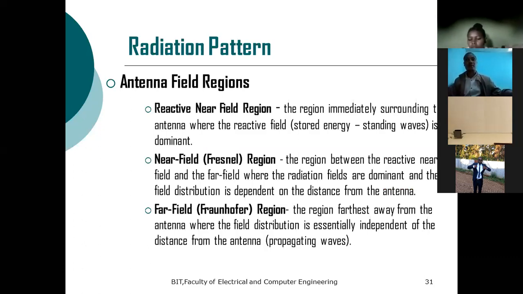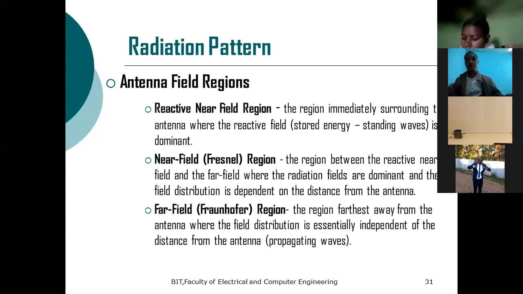Depending on the region, we can also classify the antenna field into 3 regions: the reactive near field region, the near field Fresnel region, and the far field Fraunhofer region. The reactive near field region is the region immediately surrounding the radiating element, where stored energy or standing wave dominate.